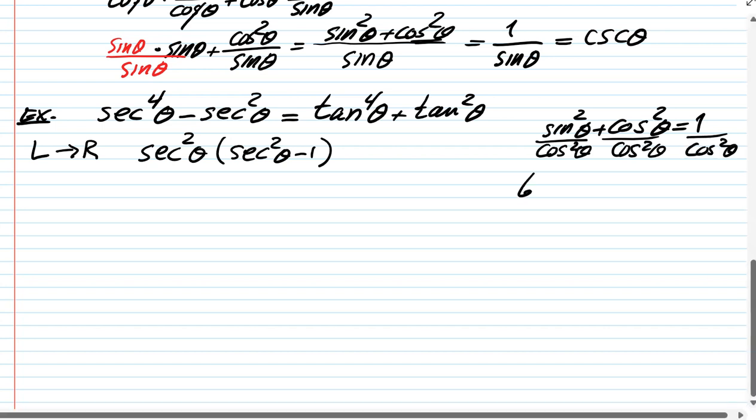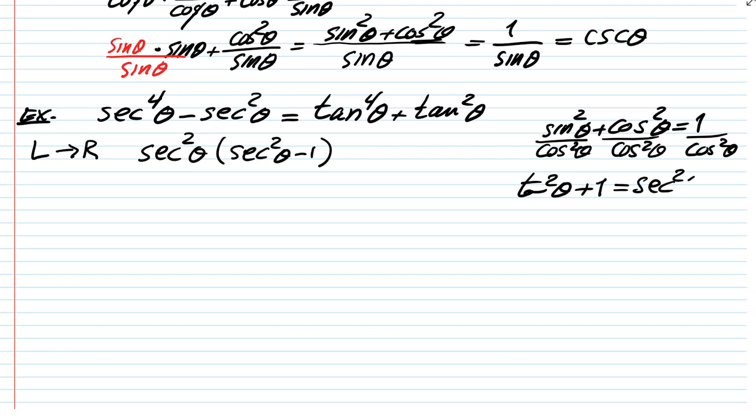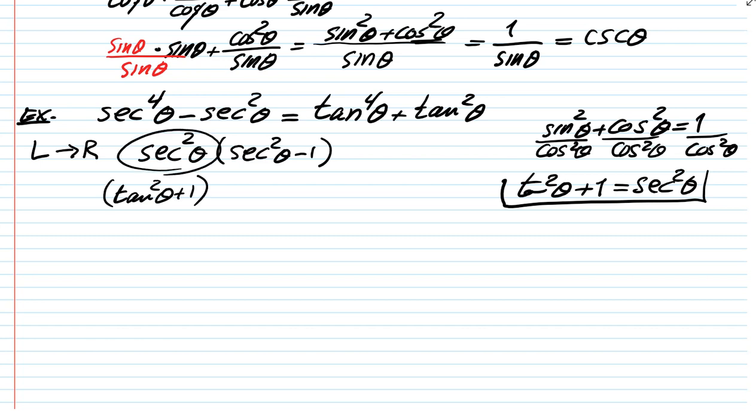Now sine over cosine is tan squared. Cosine over cosine is 1. 1 over cosine is secant. And there you go. See? On demand. You don't have to memorize that. So I'm going to replace secant squared with 1 plus tan squared. So that's tan squared plus 1. Right? That's just secant squared.